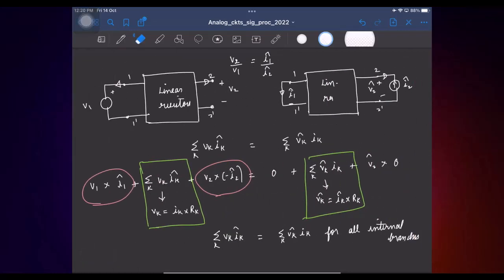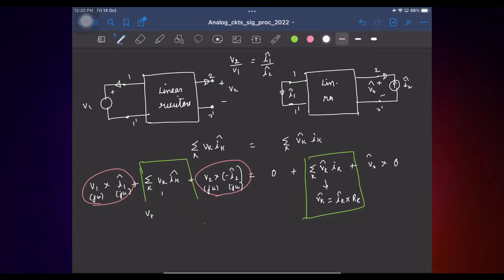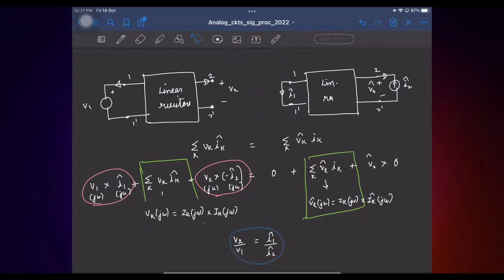In this case we'll do it in the frequency domain, so everything will be a function of frequency. So the result you get will also be the same. Let me erase this portion. Now the internal branches will have Vk of j omega equal to some Zk of j omega times Ik of j omega. That's all. And here also it's the same: Ek hat of j omega is some Zk of j omega times Ik hat of j omega. And the moment you do, you will still have this relation valid. But the point to notice is that it is valid if you look at the Fourier transforms, that is, in the frequency domain.